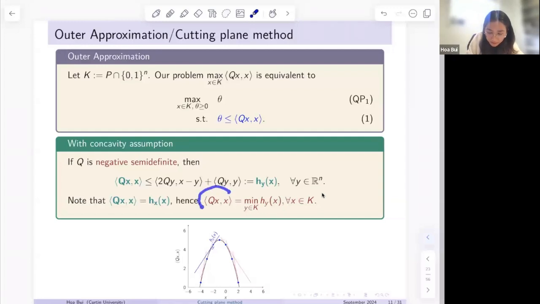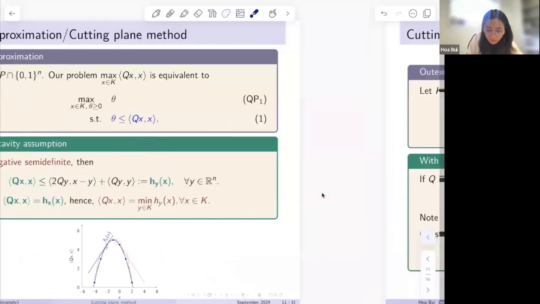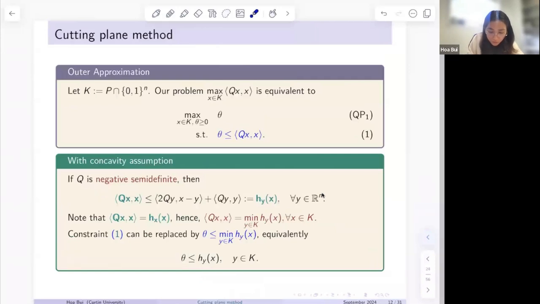we will have exactly that the function Qxx equals the min over all of the linear functions that we construct at every feasible point, where every x belongs to K. So we can replace in constraint one here Qxx by the min of H. So constraint one, we replace by this one.